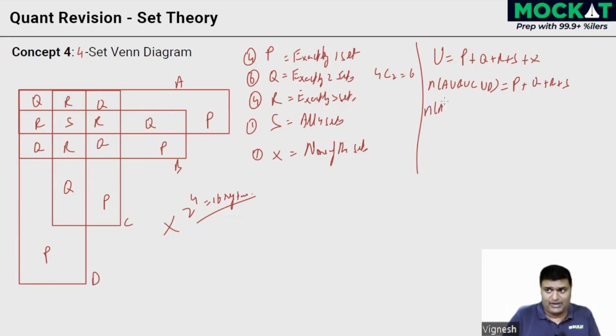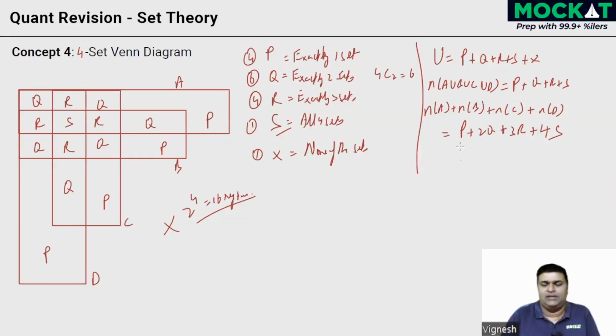Now on to the last one, N of A plus N of B plus N of C plus N of D is going to be what? There I had P plus 2Q plus 3R. That continues, but I have one more letter right now. That's on 4 sets, so I add a 4S. If it were 5 sets, it will be P plus 2Q plus 3R plus 4S plus 5T, right? When I'm going to be adding all the number of elements in each of these sets.